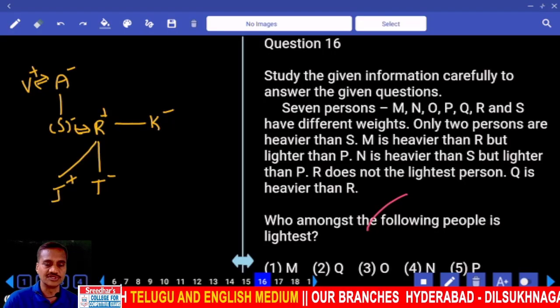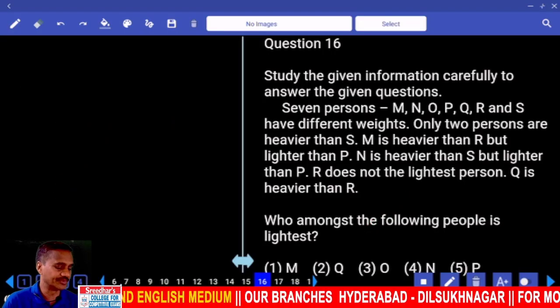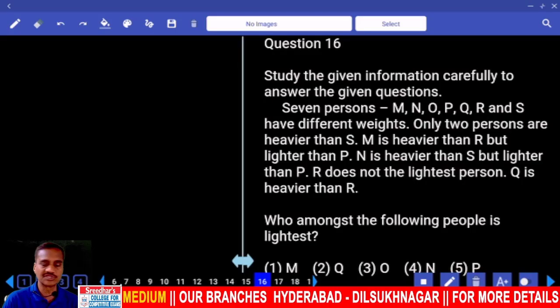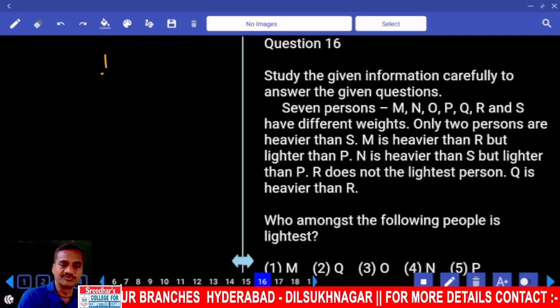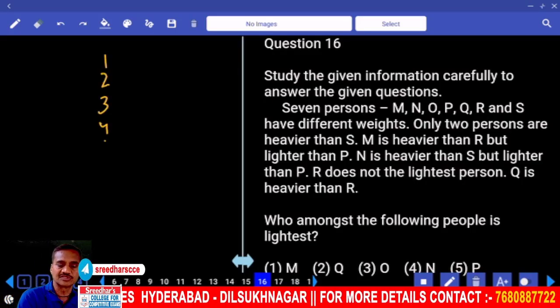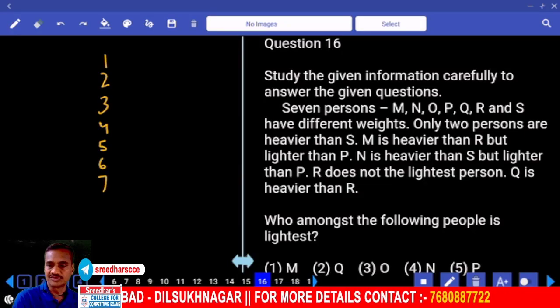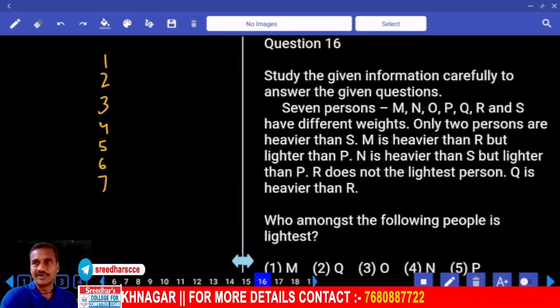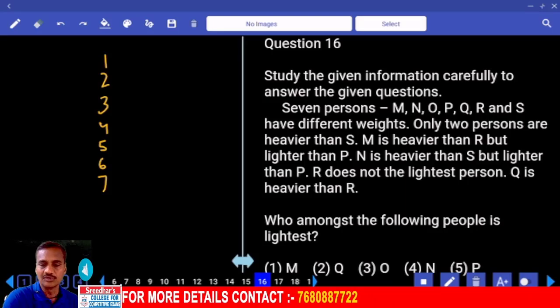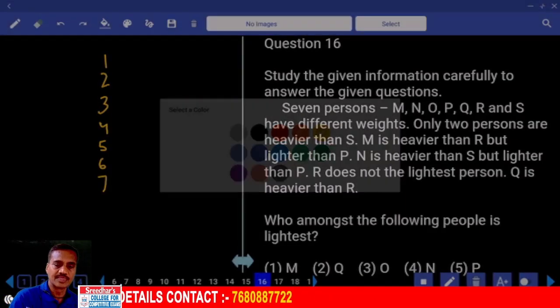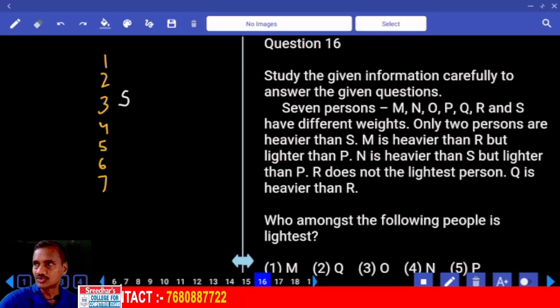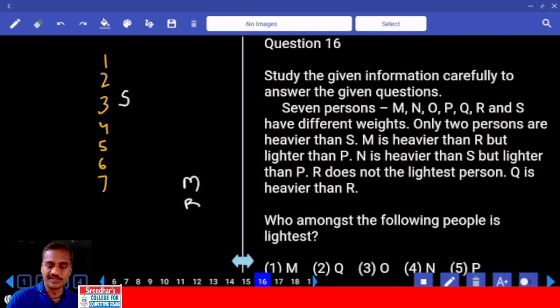Then next one, 16 onwards. Now 16 onwards, comparisons. Comparisons, 3 questions are given under this one. There are 7 persons, 1, 2, 3, 4, 5, 6, 7. Now these 7 persons are of different weights, and they are being compared in weights. Only 2 persons are heavier than S. And how many are heavier than S? Only 2 persons. And M is heavier than R, but lighter than whom? Lighter than P. N is heavier than S.